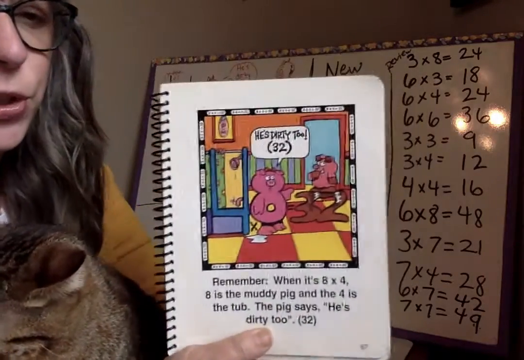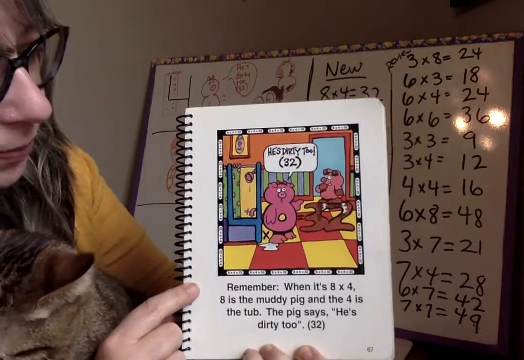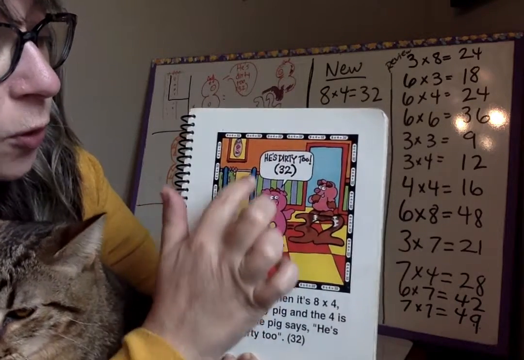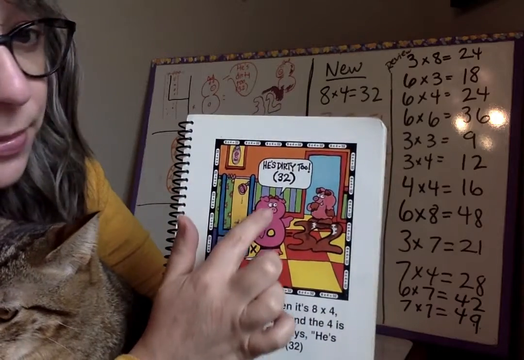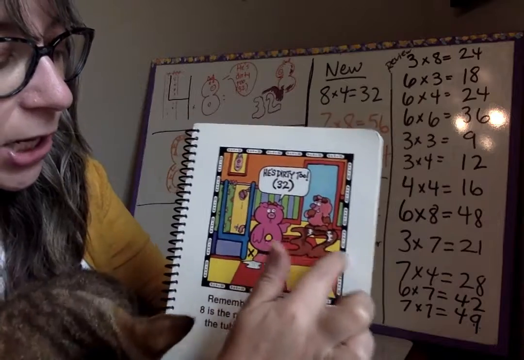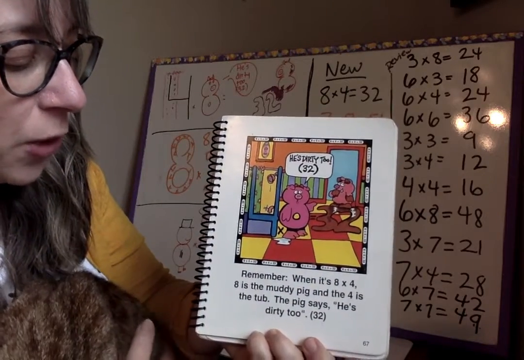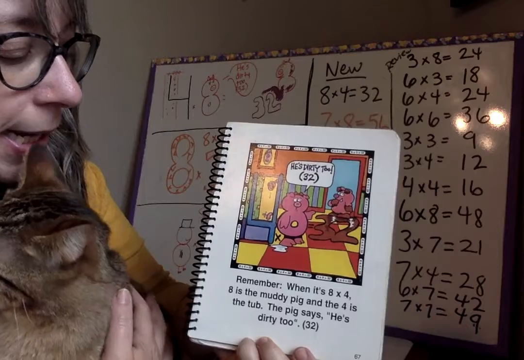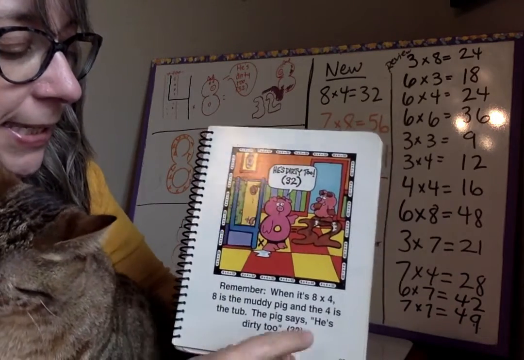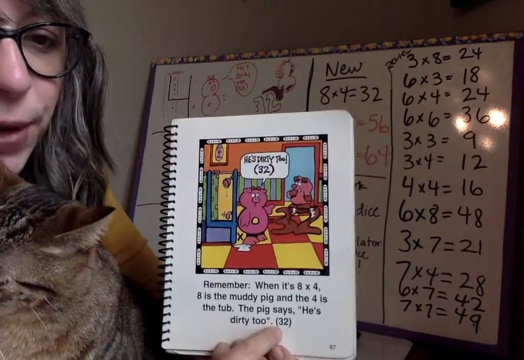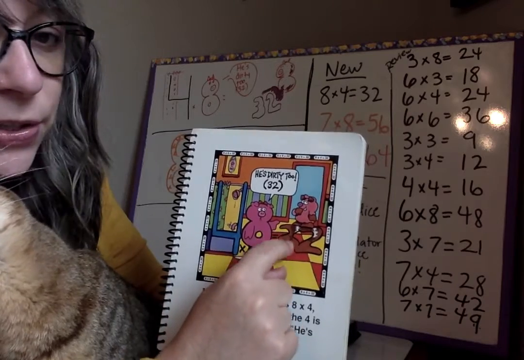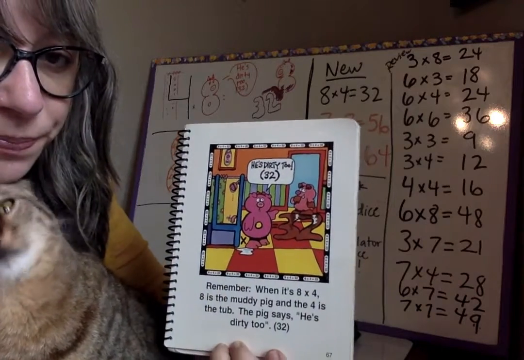So, I want you to remember, 4 times 8, or 8 times 4, is the same. 8 times 4 equals 32. When it's 8 times 4, 8 is the muddy pig, and 4 is the tub. The pig says, "He's dirty too," as in 32. So 4 times 8 is 32.